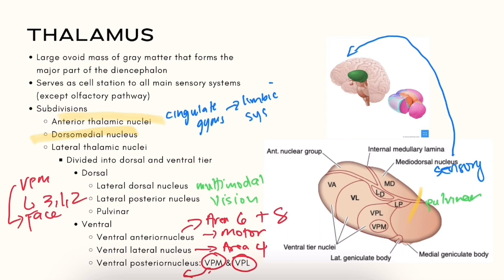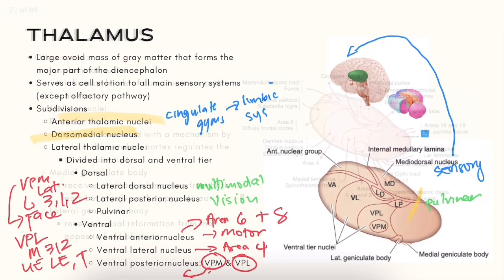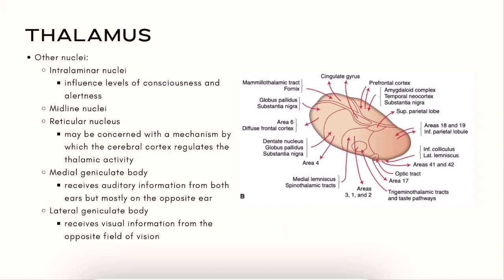And then our VPL, this one naman, again, so if the VPM is to the lateral 312, VPL is the median 312, and this is pain perception on upper and lower extremities and the trunk. Okay, VPM face, VPL UE LE trunk. Okay, moving forward, our thalamus has other nuclei. We have our intralaminar nuclei, our midline nuclei, our reticular nucleus, our medial geniculate body, and our lateral geniculate body.